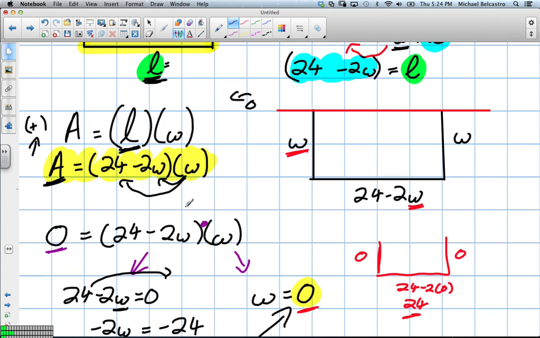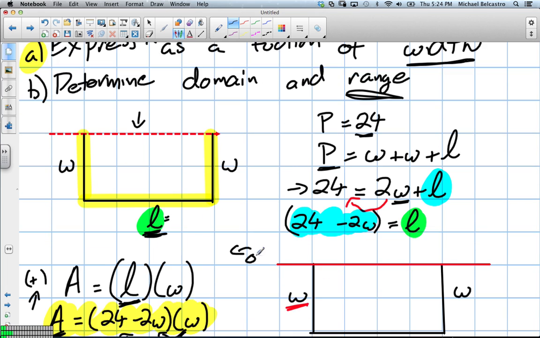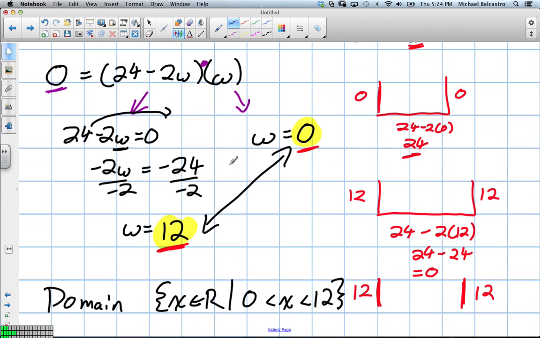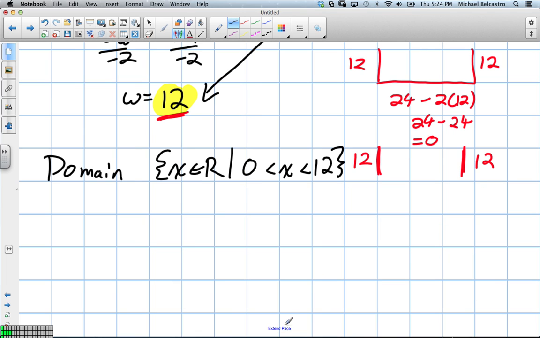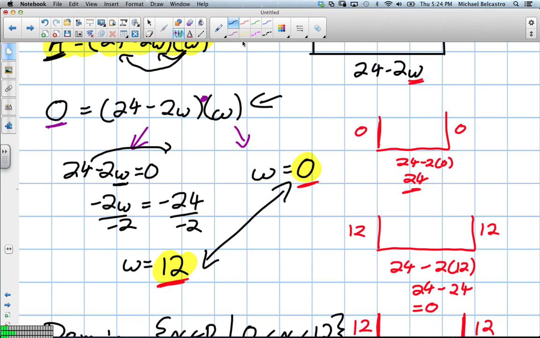But they did ask us another thing. Range. Don't you need to know the picture to find range? We have a picture. We can figure out range too. I want to go back to this part of the equation. Okay? We're going to figure it out right now.